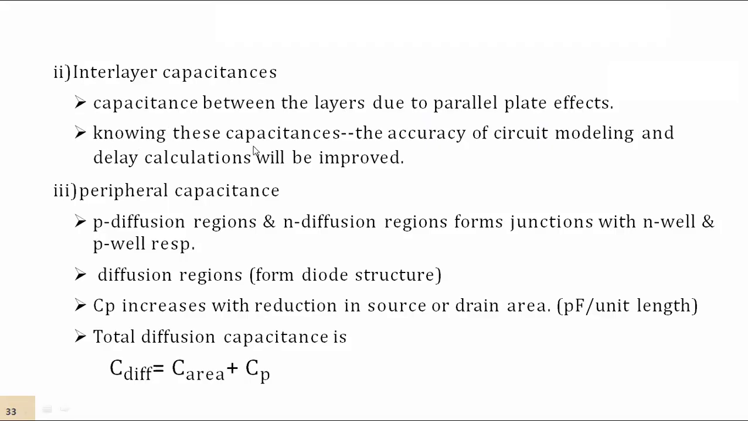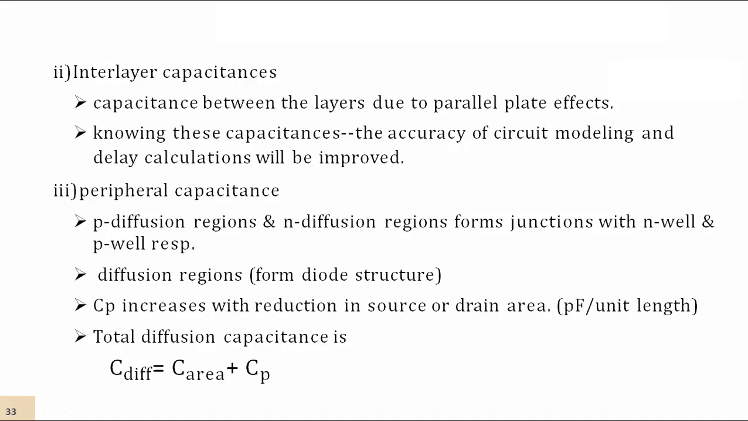Knowing this capacitance, the accuracy of the circuit model and delay calculation will be improved. If you know these parameters, that is, the fringing field capacitance and the interlayer capacitance, and third, the peripheral capacitance, then the accurate capacitance value can be found. Okay, next is the peripheral capacitance.